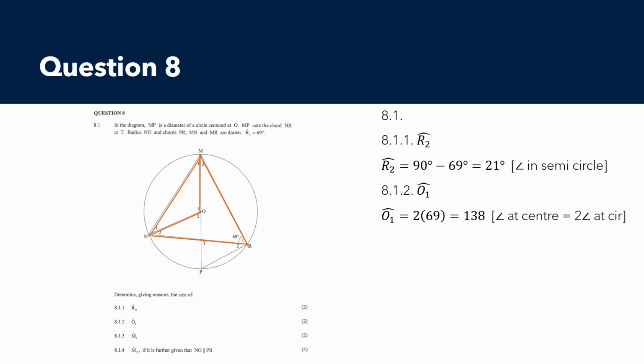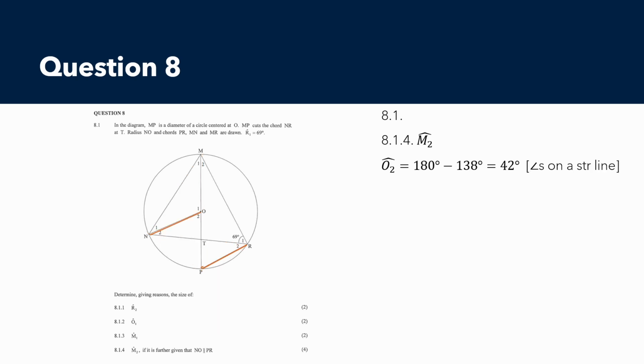And moving on to 8.1.3, M1. Angle M1 is equal to 21 degrees, angles in the same segment. And moving on to 8.1.4, size of angle M2. First, I went on to say angle O2 is equal to 180 degrees minus 138 degrees, which is equal to 42 degrees, angles on a straight line.